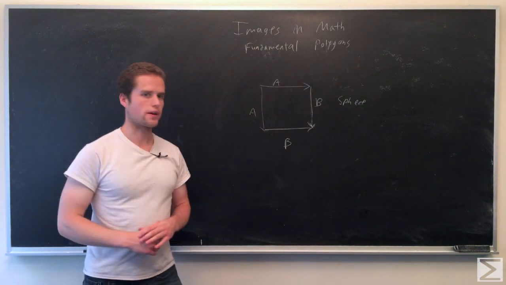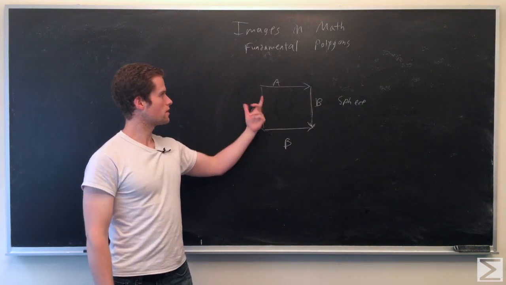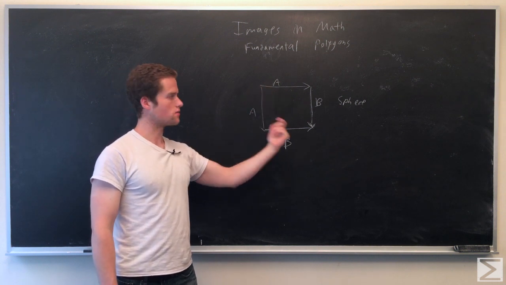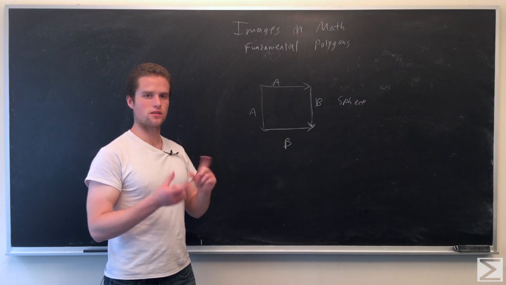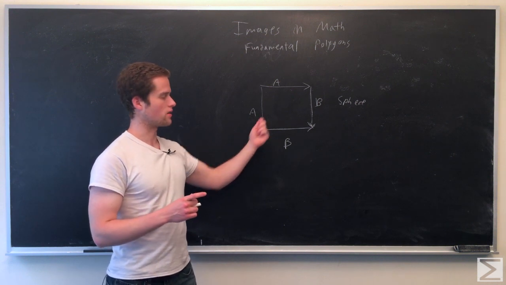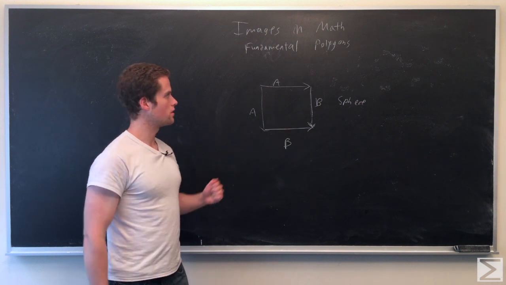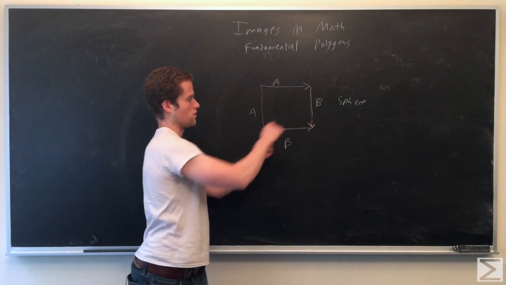So now we can identify some other sides. The two A sides will be identified together. The two B sides will be identified together. The arrows tell us what the orientation of the sides will be identified with. So the end of the arrows will go together. So these two ends go together, these two ends go together.